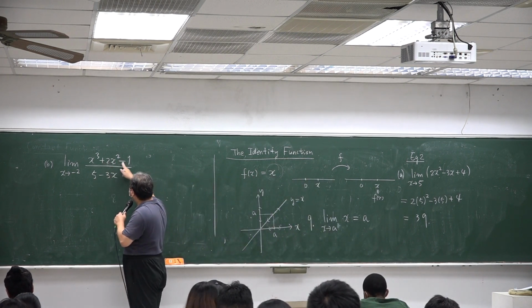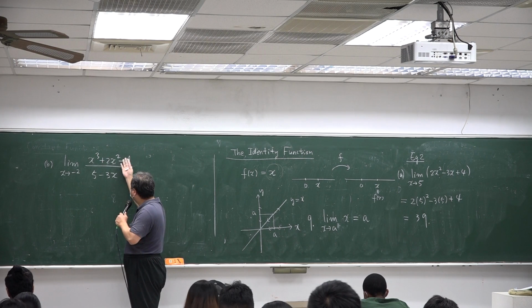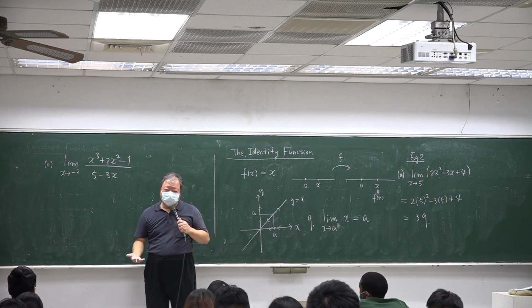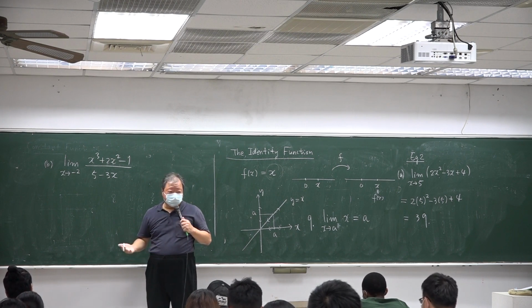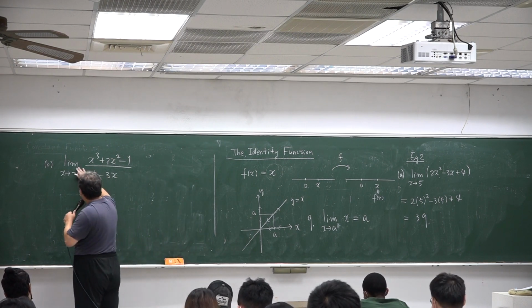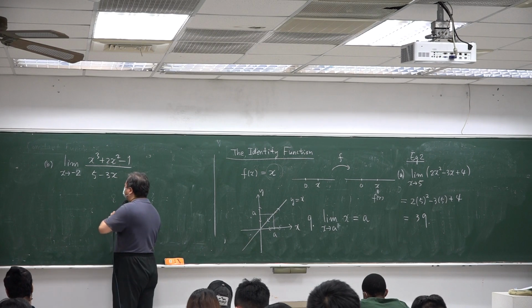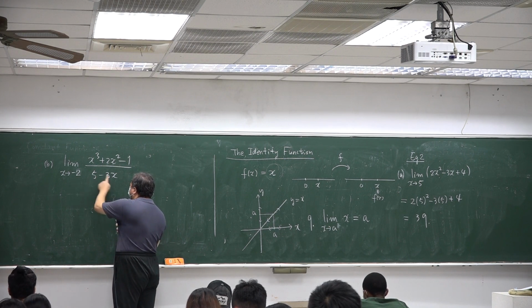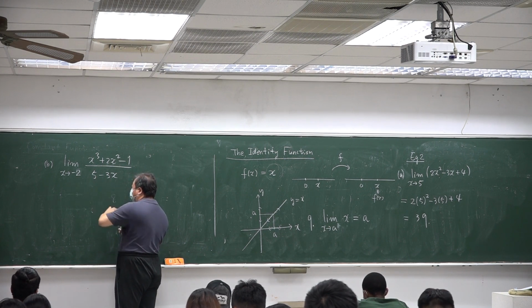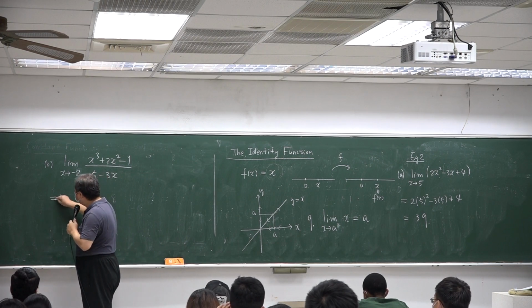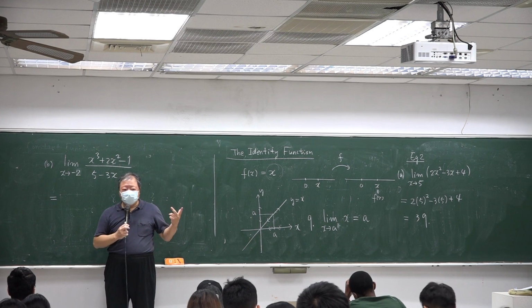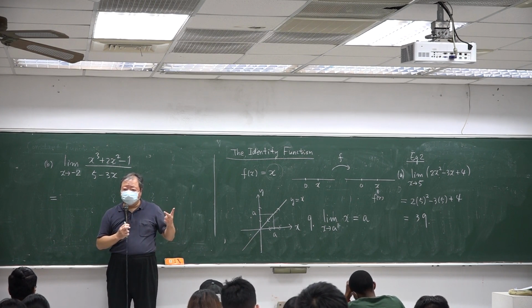Addition, subtraction, multiplication, and division. Okay. Limit preserves all operations. So if the denominator at minus 2 is non-zero, in fact, 5 minus 3 times minus 2, this is 11, non-zero. So according to the limit laws and the limit of the most fundamental two functions.